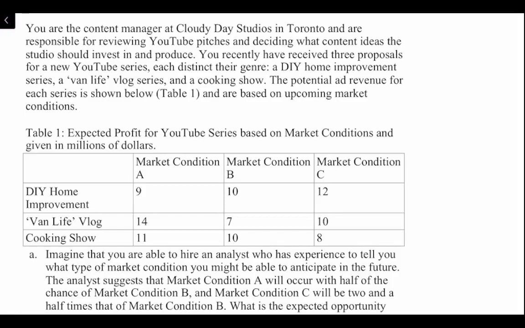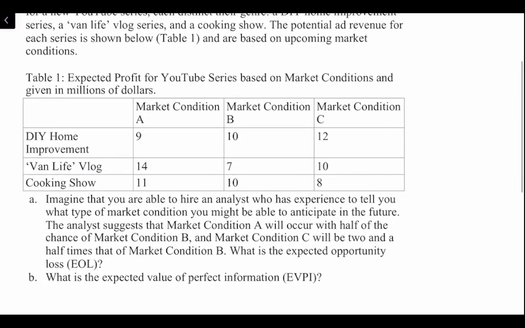Okay, in this video, we're going to continue our discussion of decision analysis under uncertainty. We've already read this question, so if you'd like to reread this question, please see the previous video. But in this video, we're going to get into expected opportunity loss and the expected value of perfect information. So again, we're working with a YouTube series. We're trying to decide where to invest our dollars in YouTube. So let's go ahead and dive into this question.